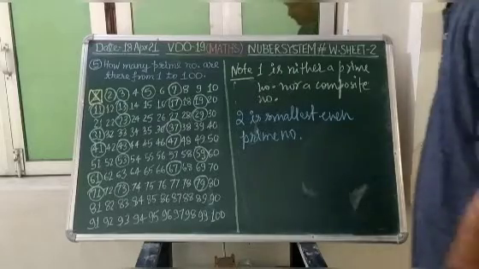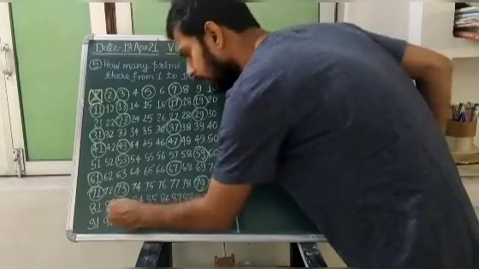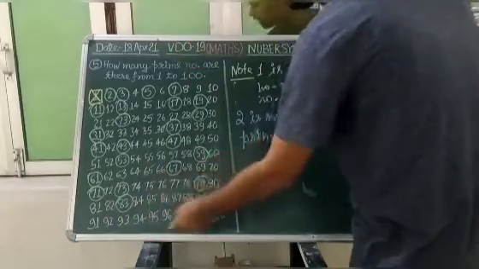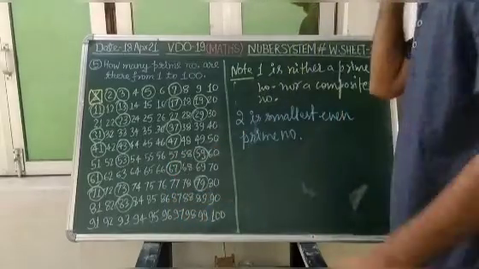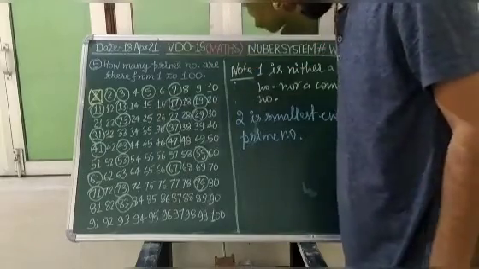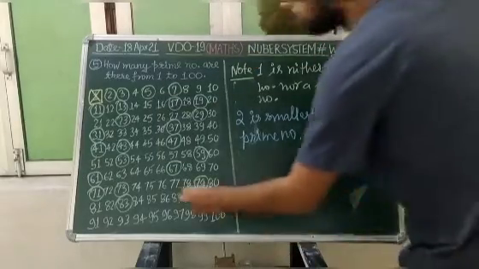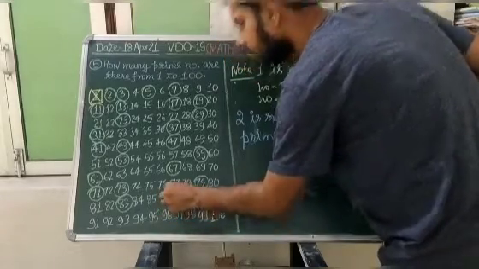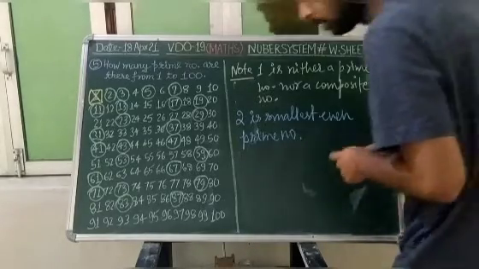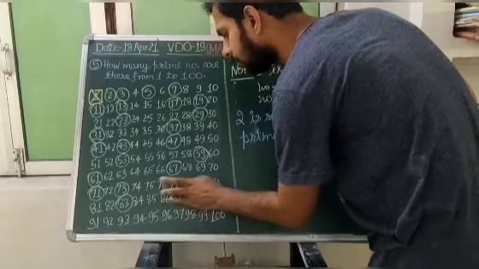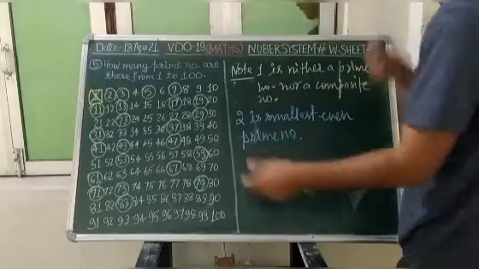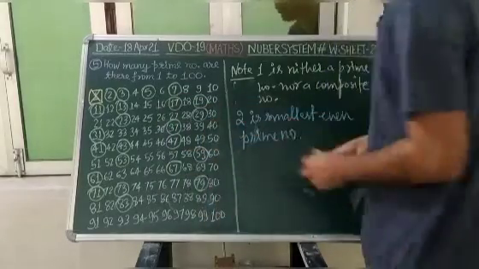83 will not go by any other number, it will go only by 1 and itself. 84 can be divided by 2. 85 by 5, 86 by 2. 87, when you select it, it will go by 1 or 11? No other number, I think. No, 87 will not be your prime number, 3 will divide it. 8 plus 7 is 15, and 15 is divisible by 3. So 87 will also be divisible by 3.